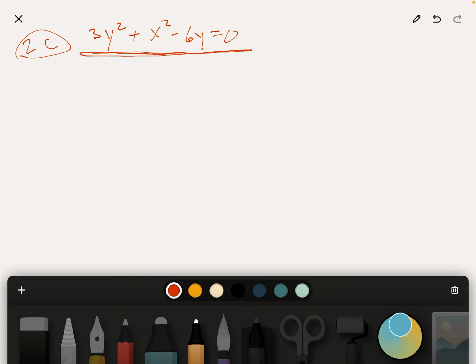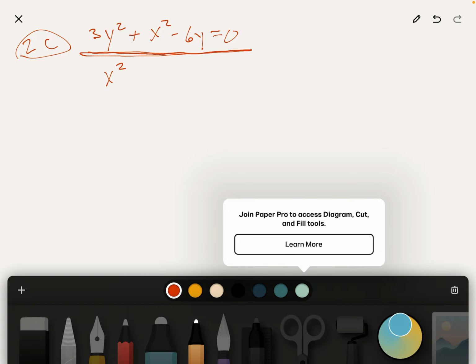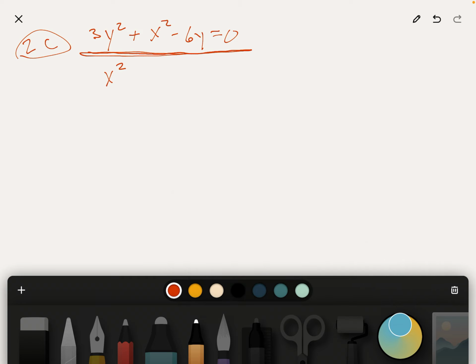But first, we simplify this expression by putting x squared on the left and then gathering the y terms on the right. So anyway, x squared equals 6y minus 3y squared. And now we can plug this expression on the right in for x squared. So let's go back to the first equation and do that.